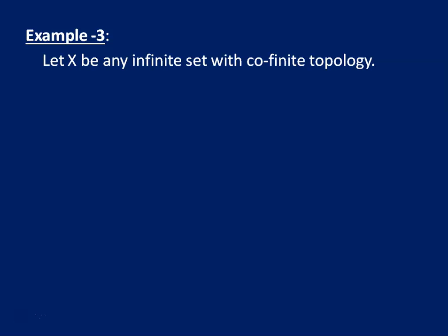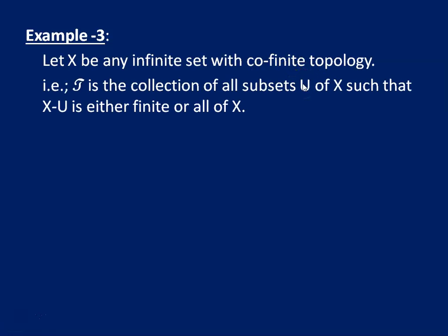Now here we have another example. Let X be an infinite set with cofinite topology. That means tau is the collection of all subsets U of X such that the complement of U is either finite or all of X.